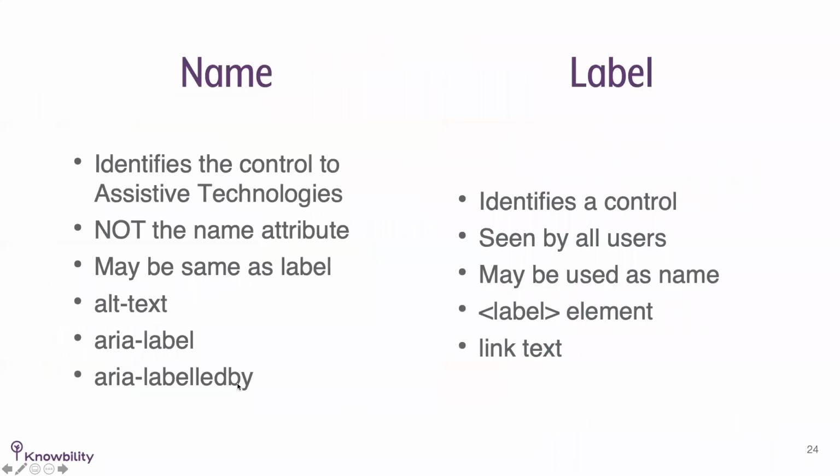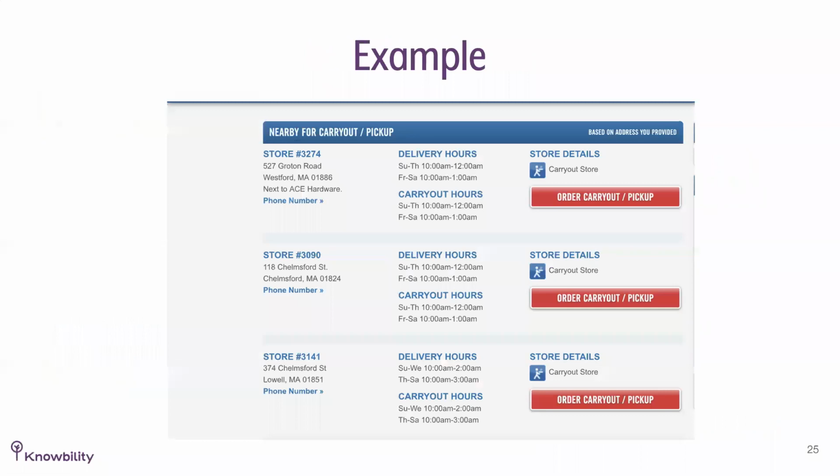So let's do a more practical example. This is a pizza delivery place, and based on the address that I put in, because I wanted to order from the closest location, or I wanted pickup or delivery, there are 3 locations. And as we're visually looking at this screen, we can see that it goes across the screen from left to right: order, carry out, pickup. But there are 3 buttons that say order, carry out, pickup.